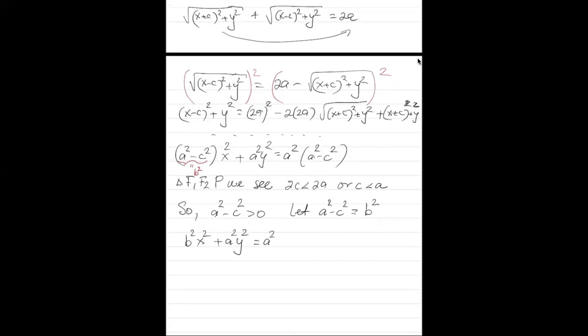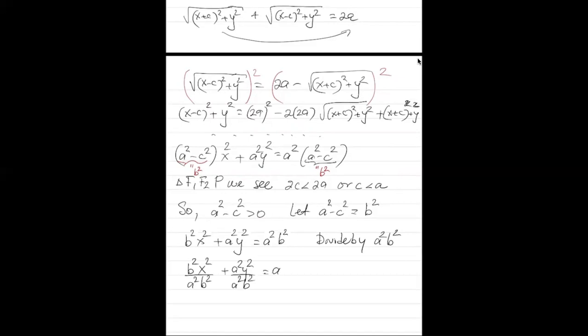A squared minus c squared is b squared. So that is b squared. Again, this one is equal to b squared. And finally, divide by a squared b squared. And we have b squared x squared over a squared b squared plus a squared y squared over a squared b squared equals a squared b squared over a squared b squared.